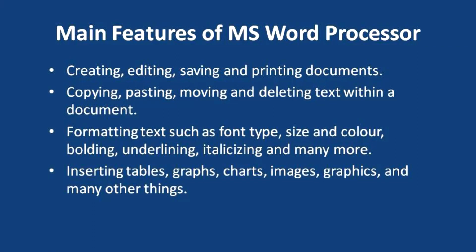So, what are the main features of MS Word processor? It provides many features. These features are for creating, editing, saving and printing of documents, copying and pasting or cutting and pasting, removing and deleting of the text within a given document, or formatting of the text such as the letters, words, paragraphs or the other parts of the document. Lastly, it provides ample scope for inserting tables, graphs, charts, images, graphics and many other things.